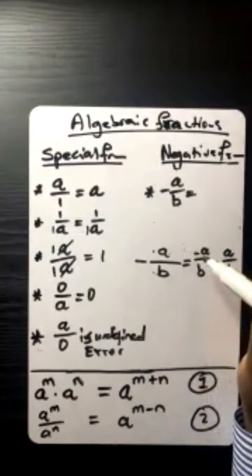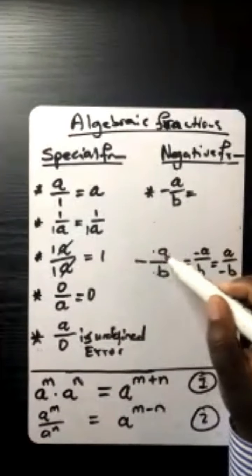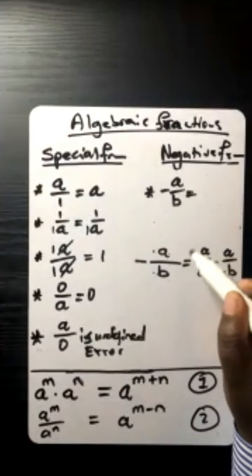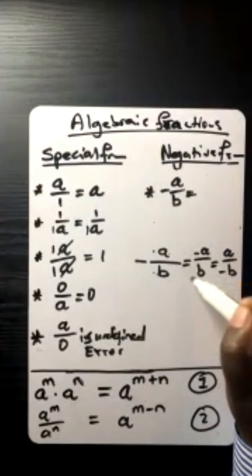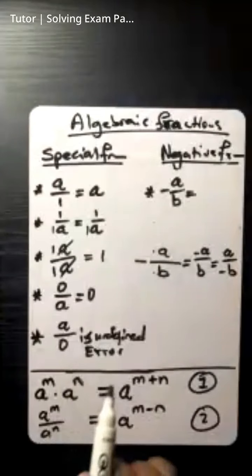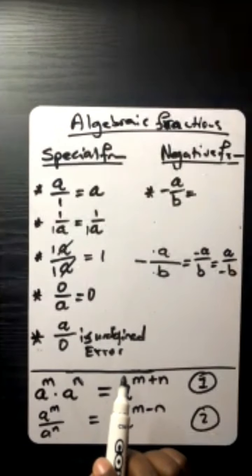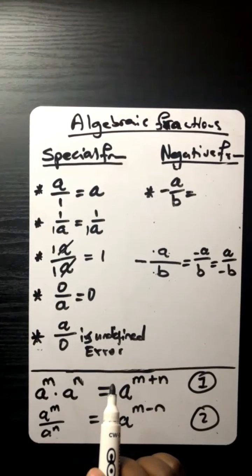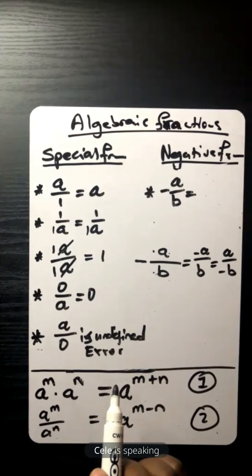So my question is, we've got negative A over B. Is this thing the same as that, and again, is this thing the same as that one? No, sir. So you are also saying it's not the same, ne? Yes, it's not the same, sir.